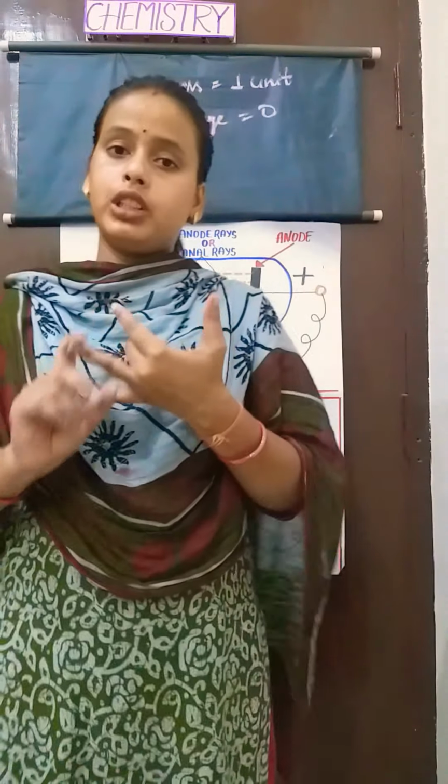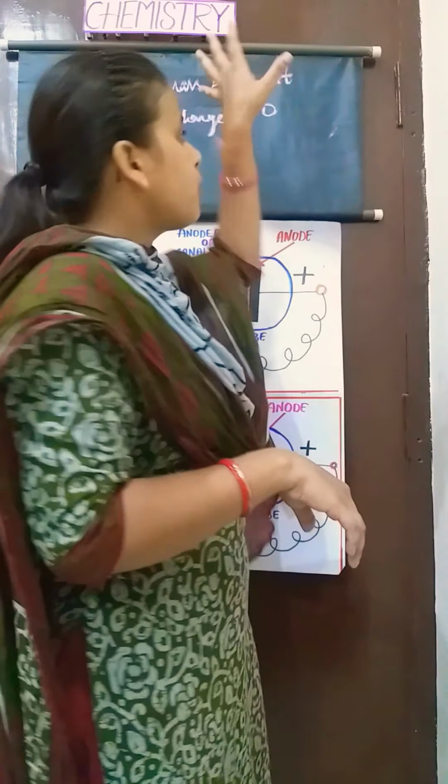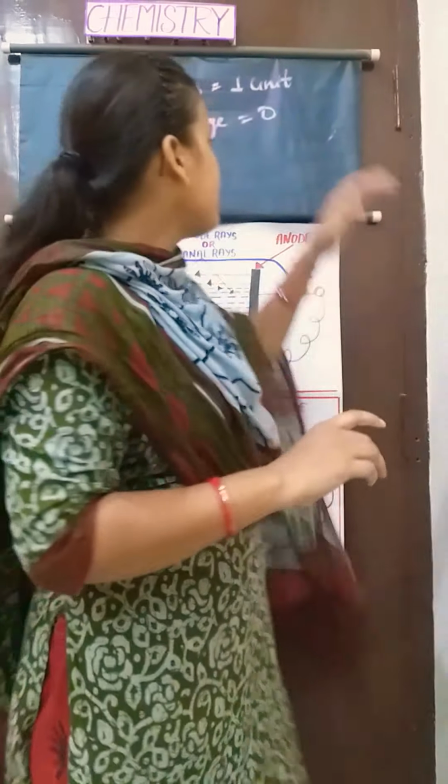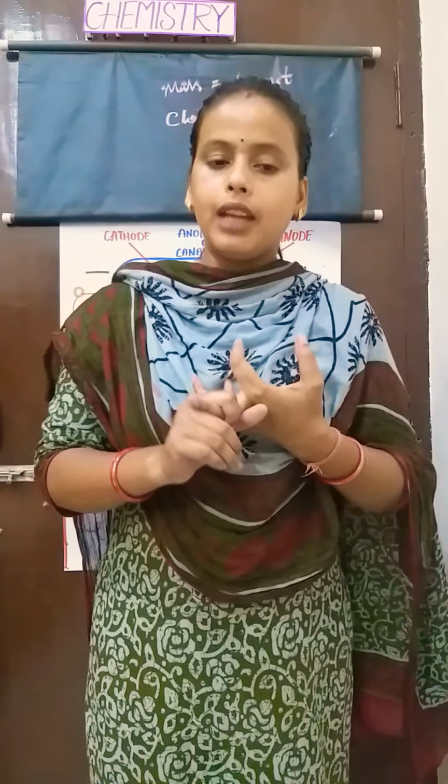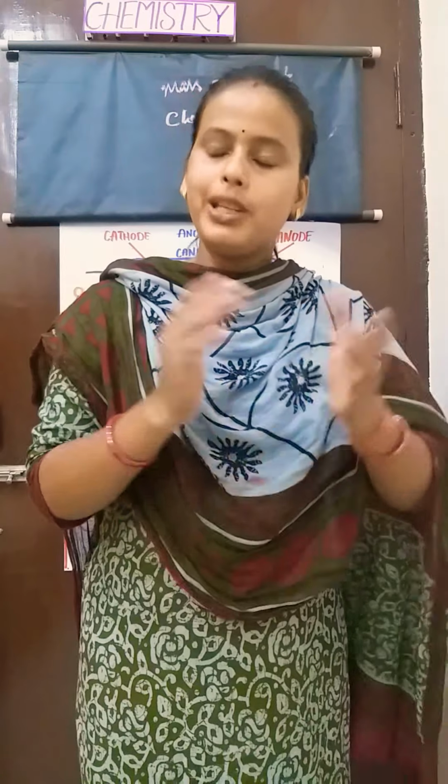But class, one more thing I would say here, neutron was discovered in 1932, right? And these two particles, electron and proton, were discovered before 1900. So there is a gap between electron and proton discovery and the discovery of neutron. So please keep in your mind.